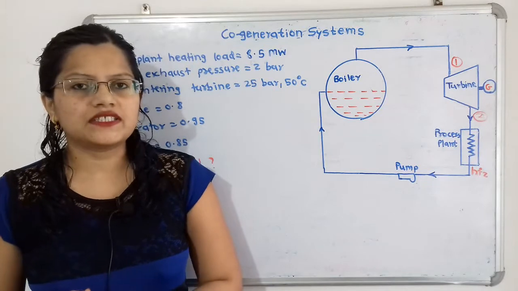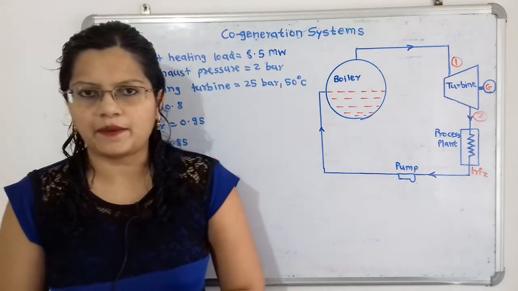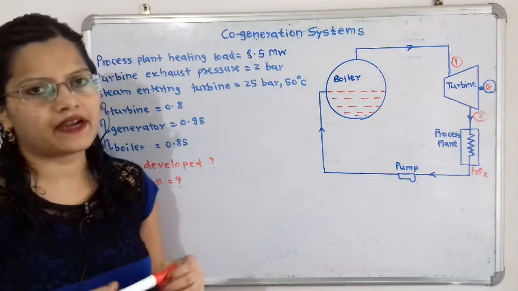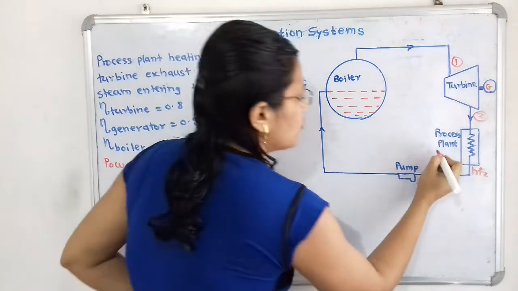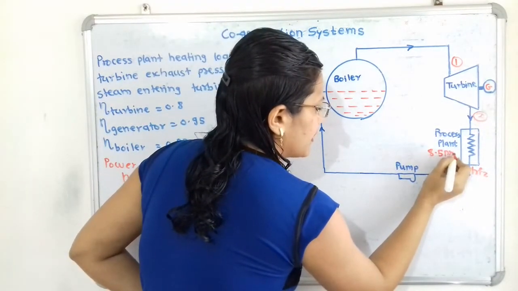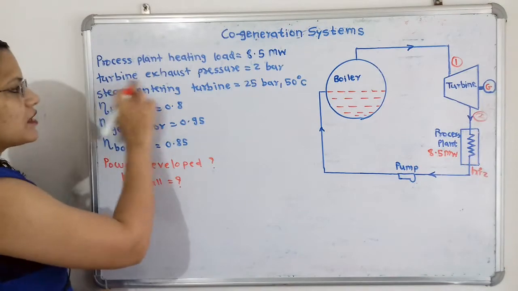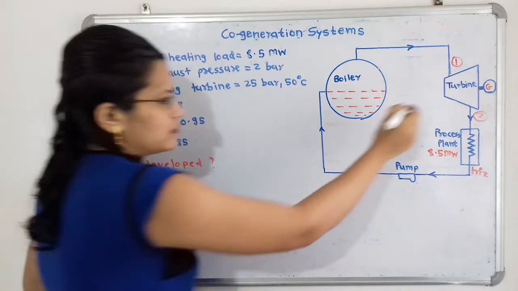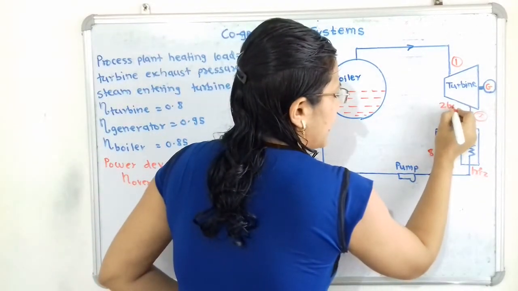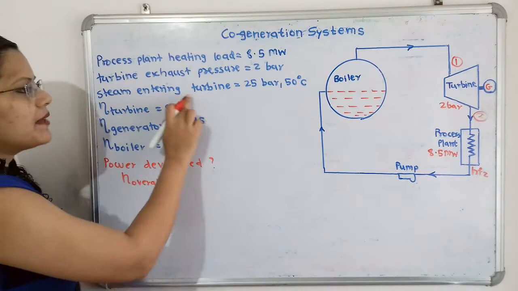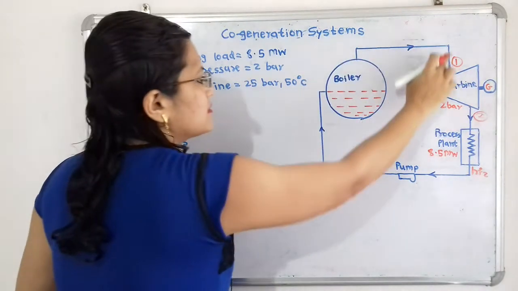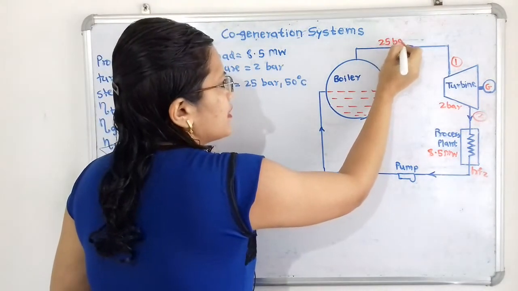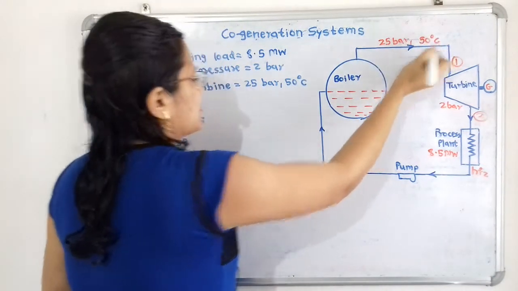Let us first understand the given data with the help of the diagram. It is given that the process plant heating load is 8.5 megawatt. So we will write here the heating load is 8.5 megawatt for the process plant. The turbine exhaust pressure is given as 2 bar, so we will write here the pressure is 2 bar. Then the steam entering the turbine: from the boiler, steam is entering the turbine at 25 bar and 50 degrees Celsius.